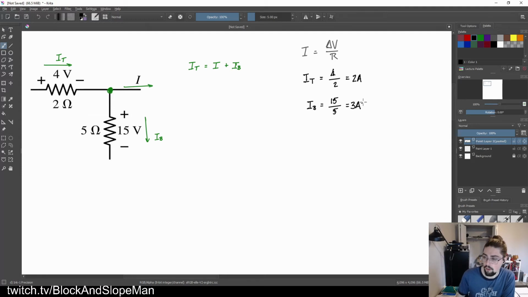Now that I've got these two, I come back to my conservation of current equation, and now this is 2 is equal to I plus 3. Something's weird here. This implies that the current is negative 1 amp.